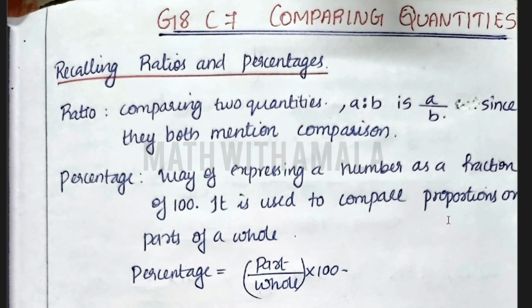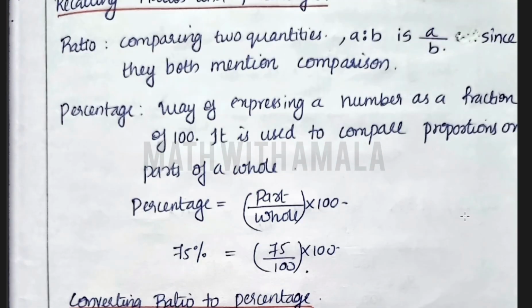Ratio means it's just comparison of two quantities, like A is to B is A by B. Here part by whole means we are doing the comparison for both cases. Percentage means way of expressing a number as a fraction of 100. It is used to compare proportions or parts of a whole.